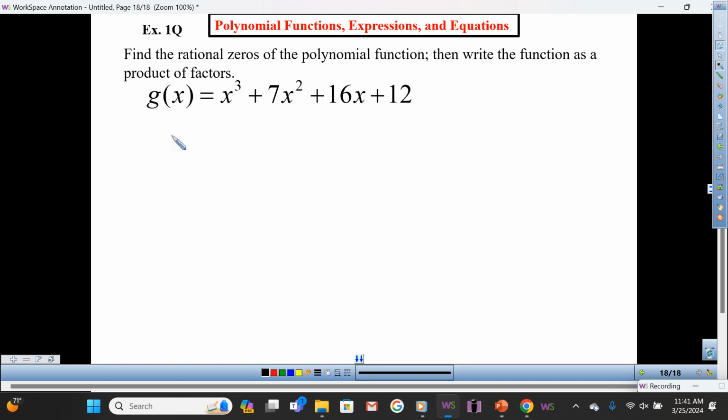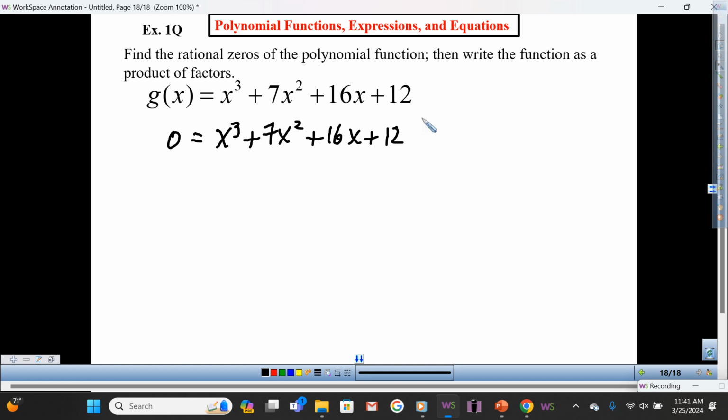So the very first step, everyone, we set it equal to 0, x cubed plus 7x squared plus 16x plus 12. Next, we need our rational, yes? M over n. Tell your neighbor what to write for m and what to write for n. What do you write for m? What do you write for n? What do you write for m? M for Martin.